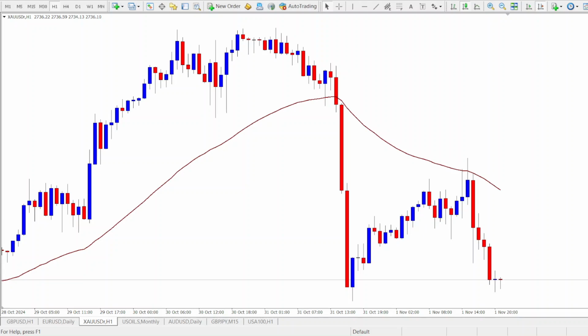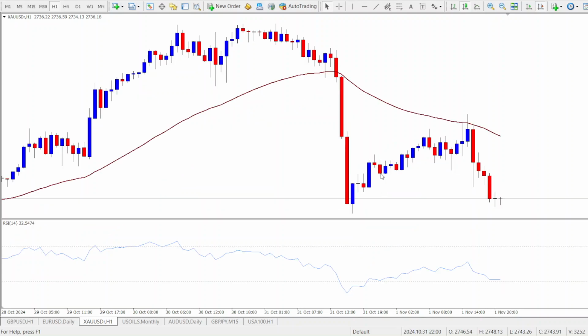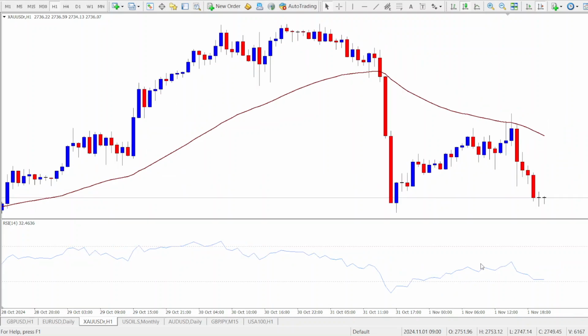Now the second indicator we are going to be looking at is the relative strength index. This one's all about momentum. The RSI measures how fast and intense price movements are, which can give you insight into overbought or oversold conditions. Typically, if RSI hits above 70, it suggests the market might be overbought. Prime time to watch for potential pullbacks.